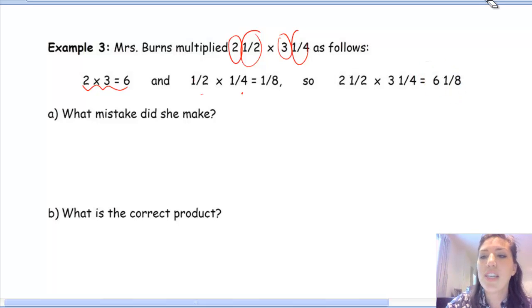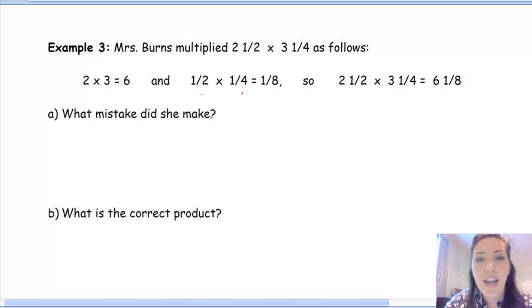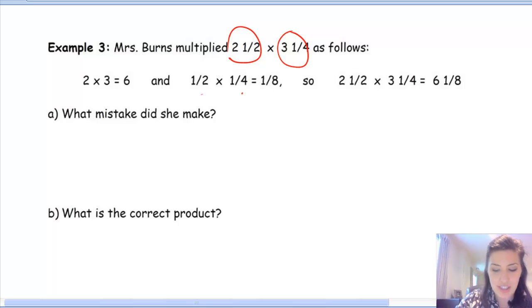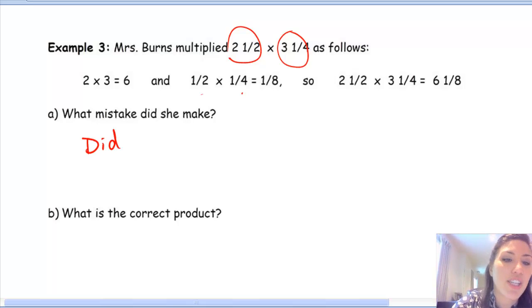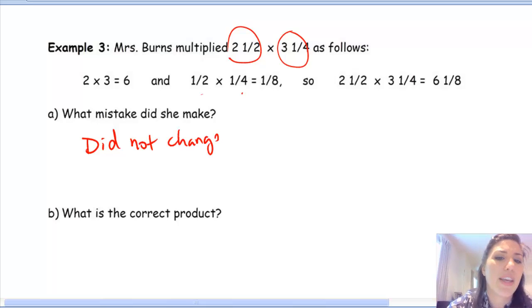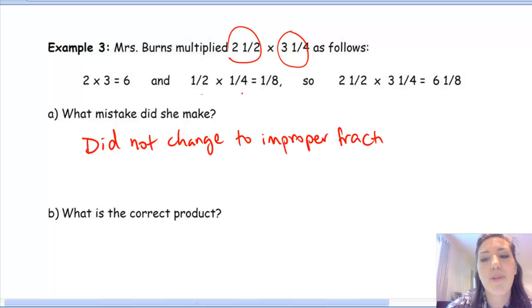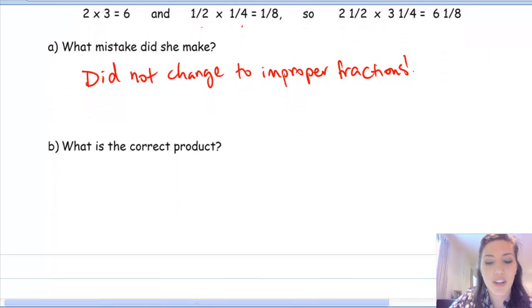Well, the first thing you notice is that in this example, none of these mixed numbers were changed to improper fractions. So we did not change to improper fractions. Good thing I caught that. Did not change to improper fractions. So what would be the correct product?